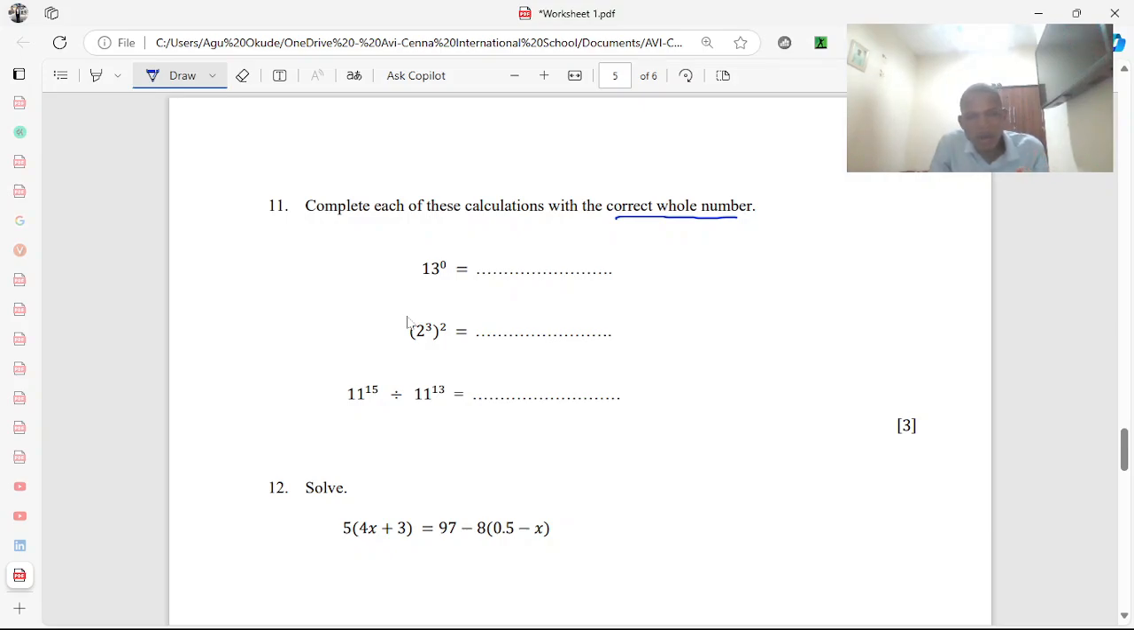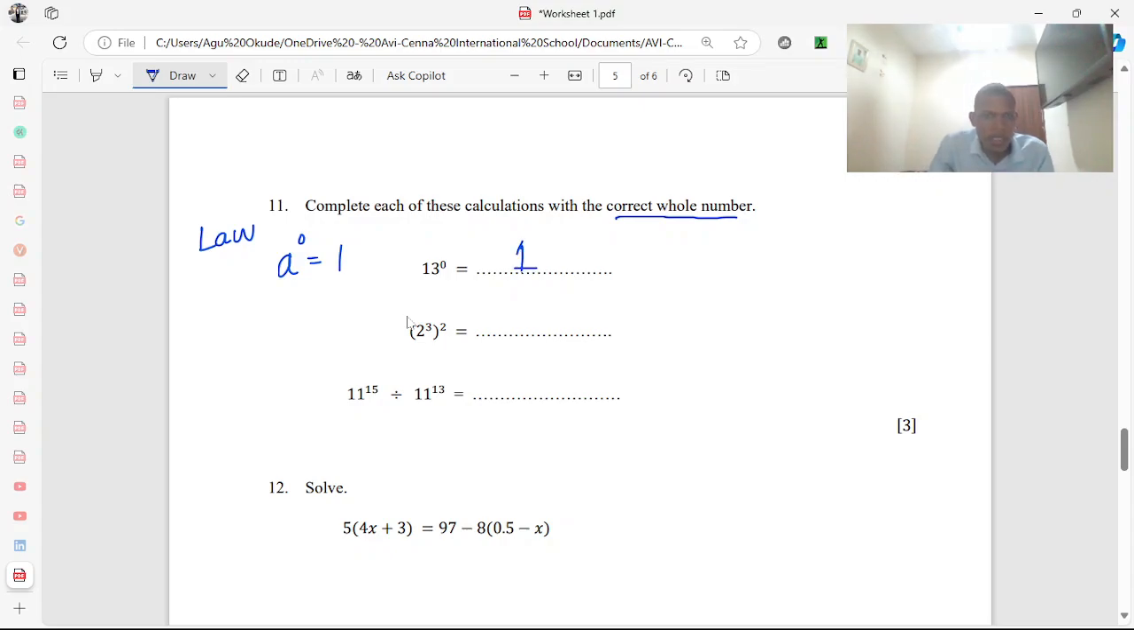Now from the law of indices, if you have a to the power of 0, the answer is what? 1. This is a law of indices, okay? Please, you must have it in your head. Which means anything raised to the power of 0 must be 1, okay? So which means I have 13 to the power of 0. The answer is what? 1.